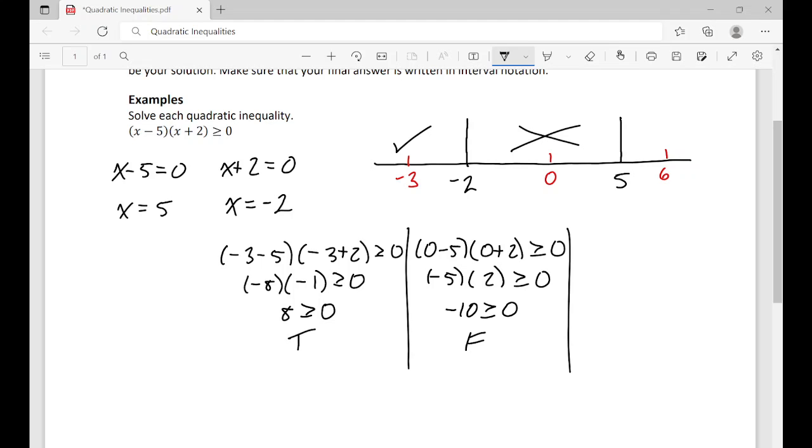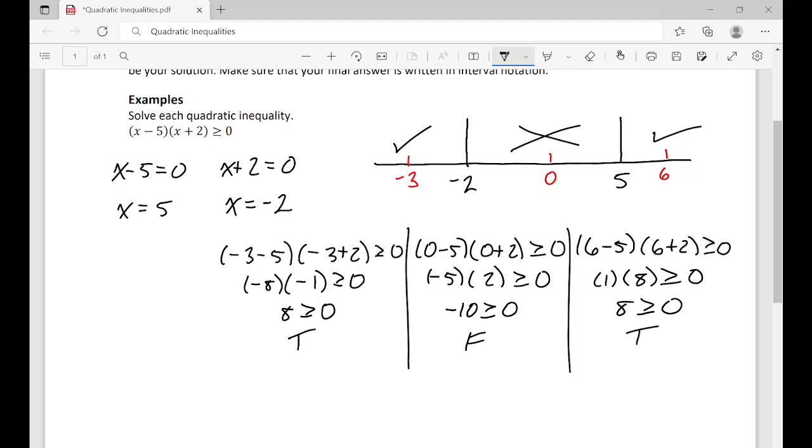Now I'm going to do 6. So (6 minus 5)(6 plus 2), and 6 minus 5 is 1, 6 plus 2 is 8, and then 1 times 8 is 8. So is 8 greater than or equal to 0? That is true. So it means the area where 6 is true. That means the whole area is true. So I now have two areas that are true over here and over here.